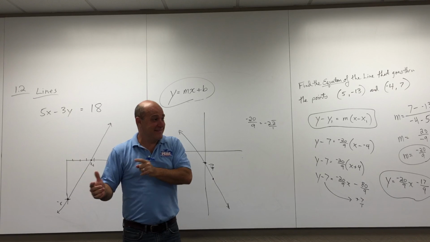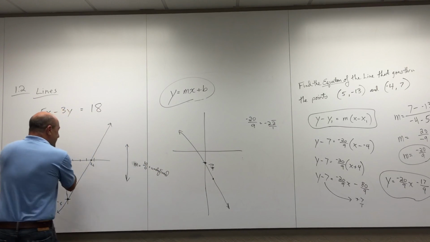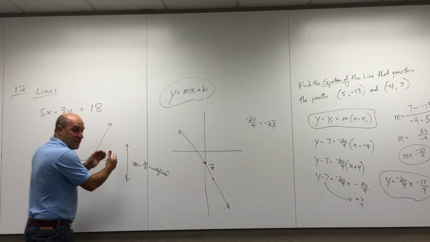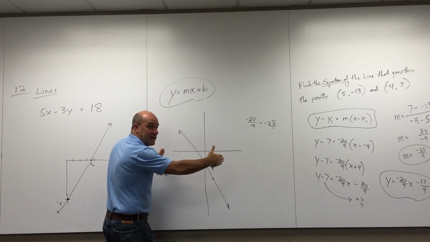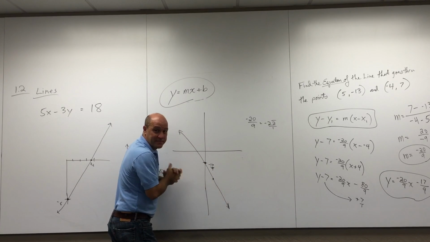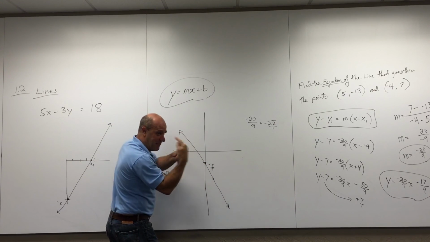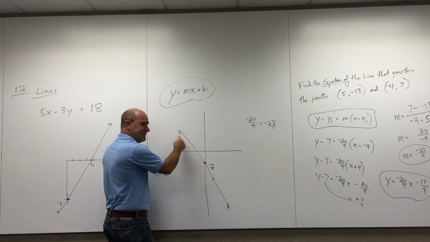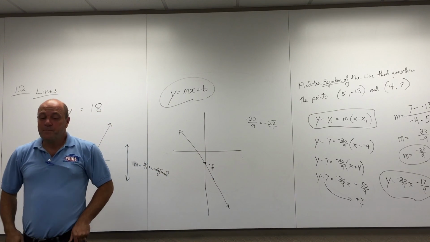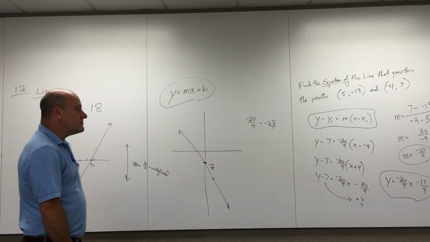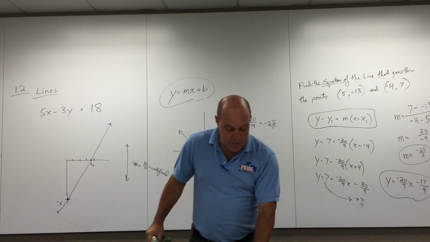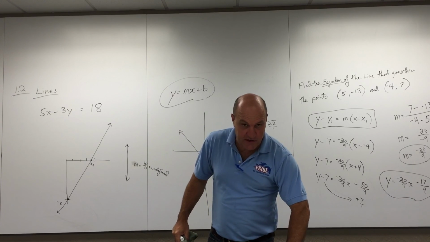Are you with me? If we agree to read left to right, that line is increasing. If we agree to read left to right, these y values are decreasing. The line is decreasing. But if somebody was reading that oppositely, let's not do that. Cool.